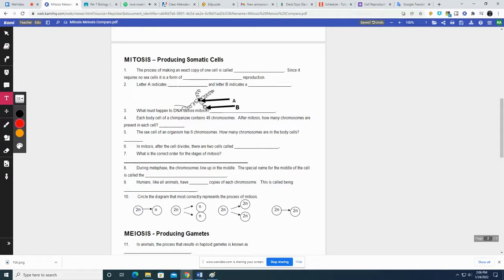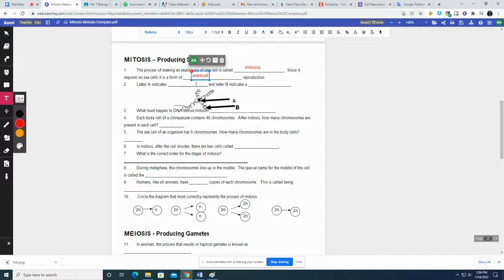The process of making an exact copy of a cell. When we're making exact copies, that's mitosis, because we want our new cells to be exactly the same, new skin cells just like the old ones. And since it requires no sex cells, no male or female, that's a form of asexual reproduction.